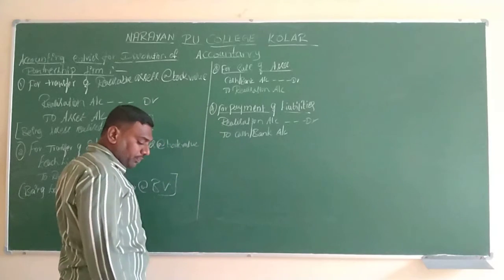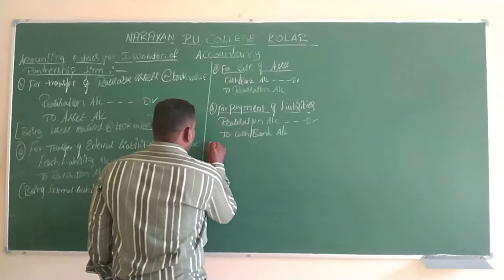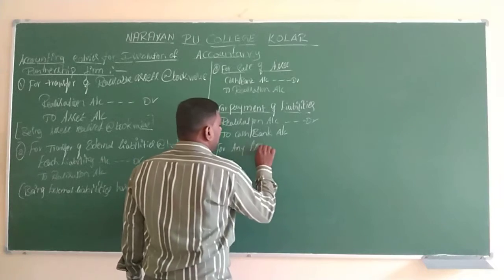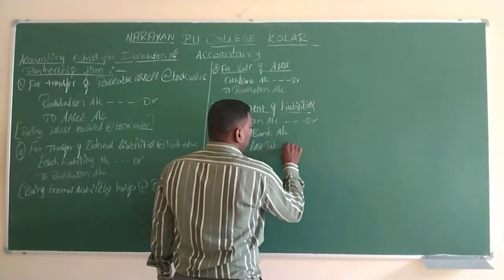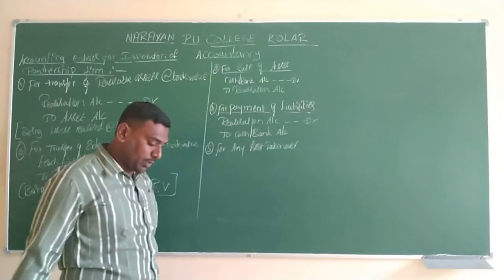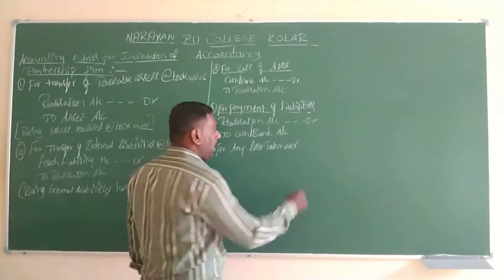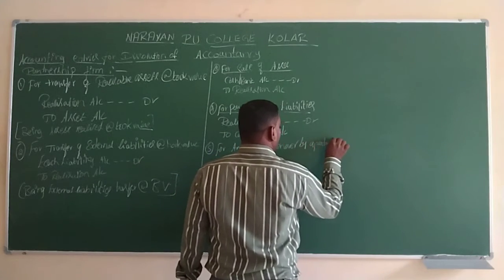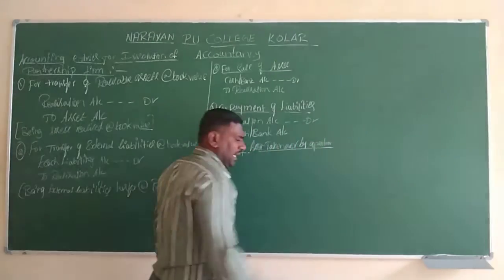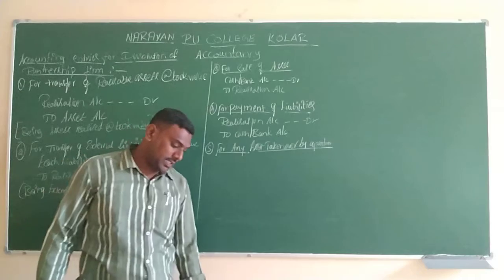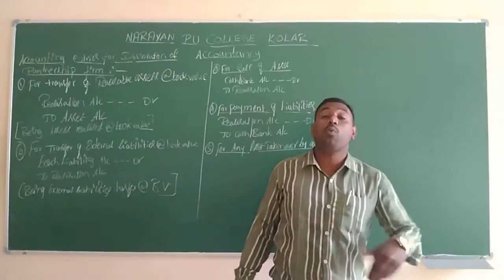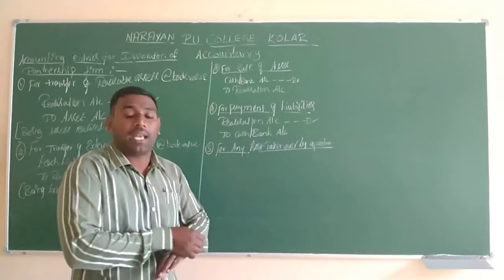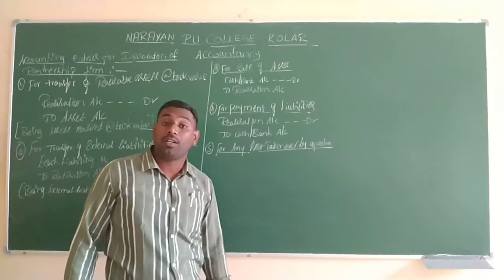Next comes entry number 5: for any asset taken over by a partner. This is the journal transaction. How do we make the journal entry for this? It comes under step number 5 of the realization account.